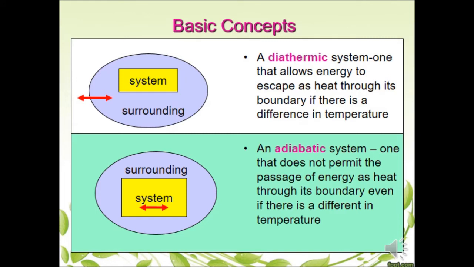Now there are two types of concept relating system and surrounding. The first one is diathermic. Diathermic system allows energy to escape as heat through the boundary if there is a difference in temperature.